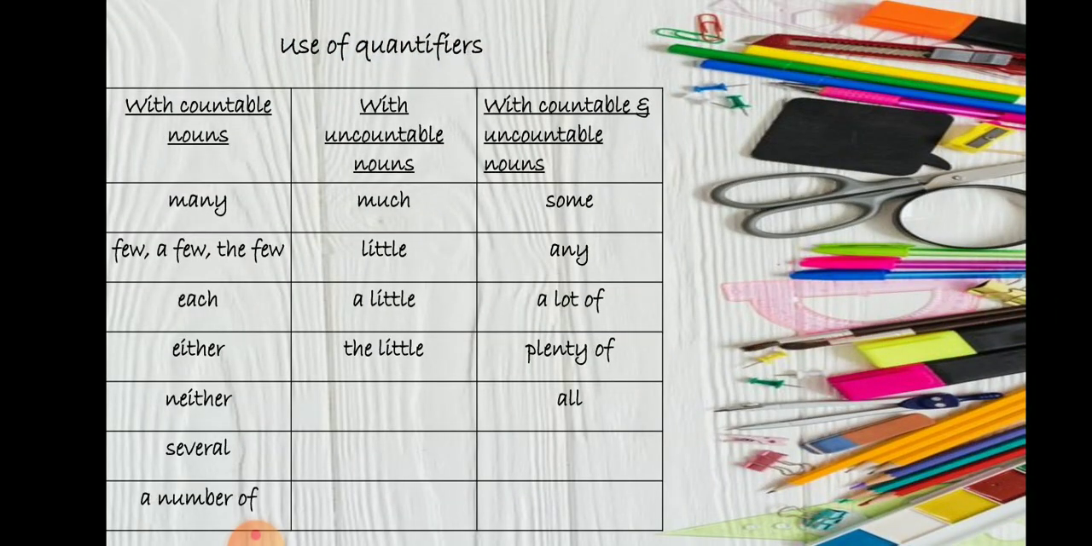Next we have a list of quantifiers. Some quantifiers are used with countable nouns, some are used with uncountable nouns, and there are some which are used with both countable and uncountable nouns. Here we have many, a few, the few, each, either, neither, several, a number of. All these are used with countable nouns. Much, little, a little, the little, these are used with uncountable nouns, and some, any, a lot of, plenty of, and all. These are used with both countable and uncountable nouns.